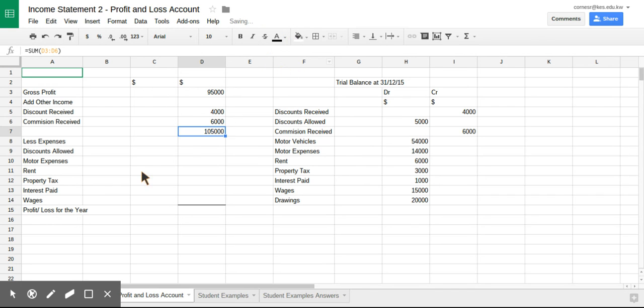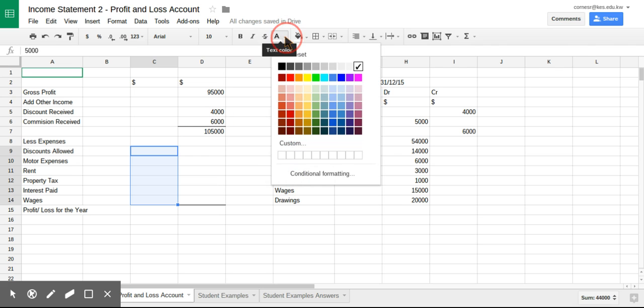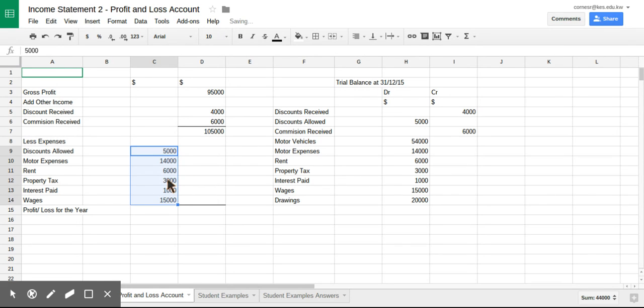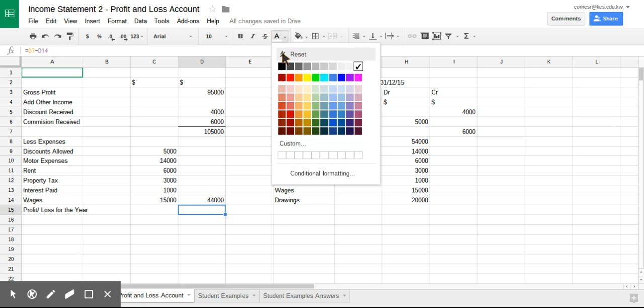Now we go through and list all the expenses of the business. So this business has got discounts allowed. Discounts allowed are an expense because we are reducing the amount of money we're going to get off our customers. Motor expenses, rent, property tax, interest paid, wages. Make those all black. And we're going to put a total of all of our expenses just above the profit figure, just to make it easy to do the calculation. And we've got our adjusted profit figure. Take away our wages and that's going to give us our actual profit for the year.